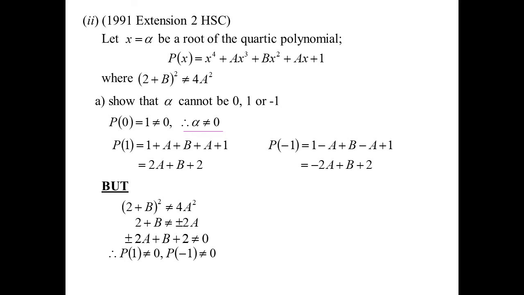Thus, polynomial 1 and polynomial negative 1 can't equal 0, so they're not roots either. So a little bit tricky there to get these other two. One of our roots is alpha. We now have to show that the reciprocal is also a root.